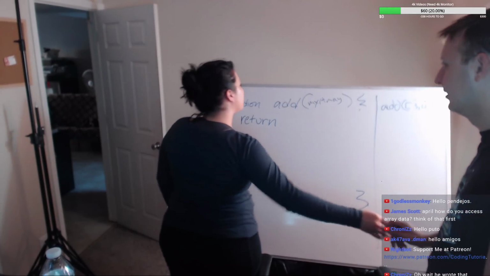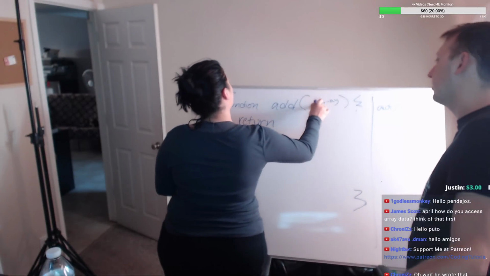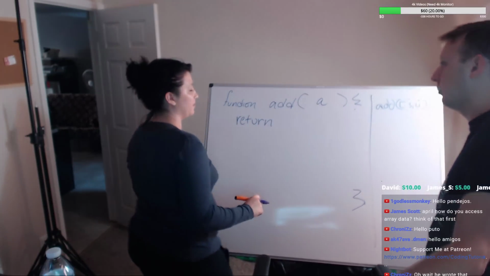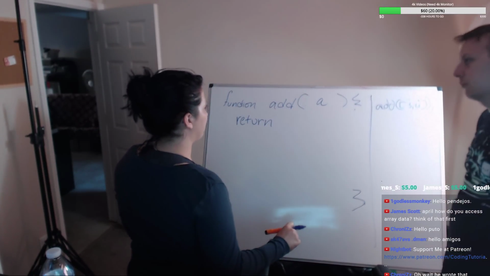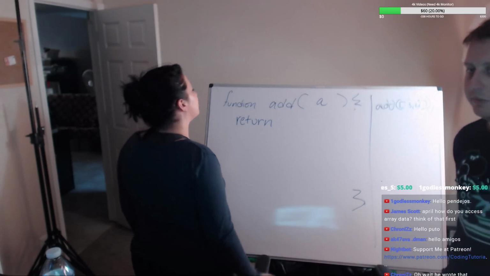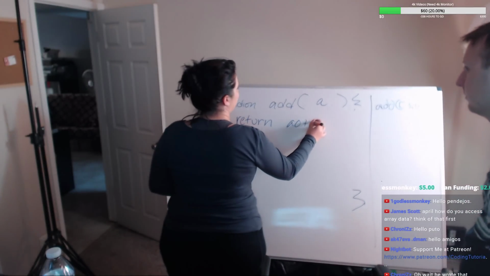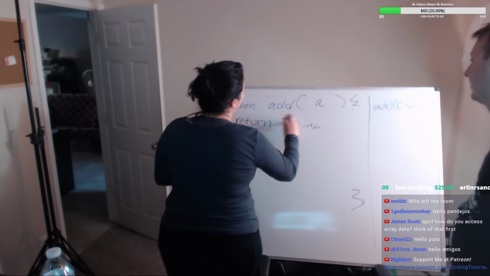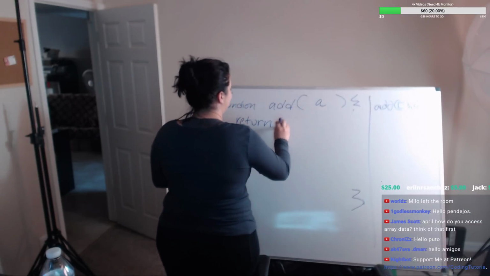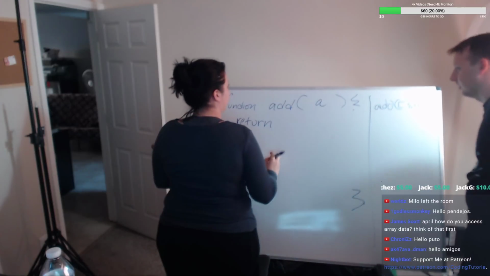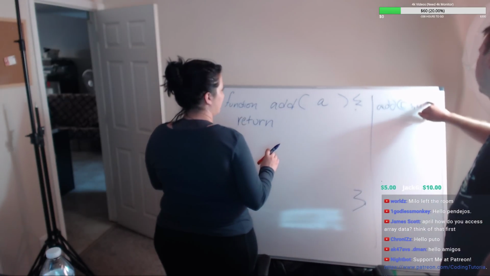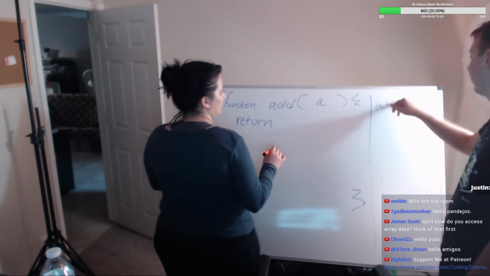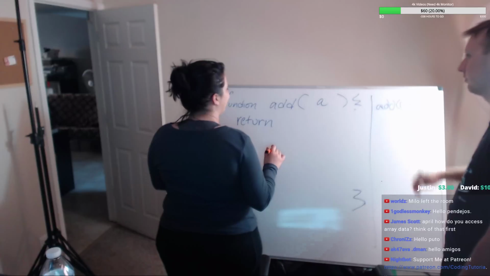Wait, so this could just be A. It could be anything as long as it's not another keyword. Okay, so now how do we add these 2 values from the array, knowing what we know now? A0 plus A1. I forget everything. How do you access array indexes? What are these? This defines an array. Brackets. Now how do we access our array from index 0 and index 1?